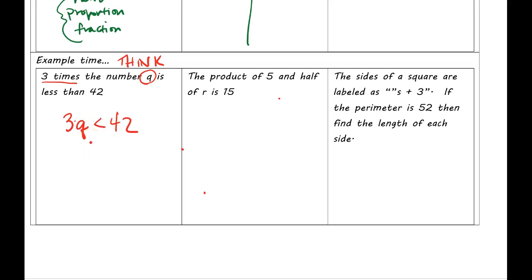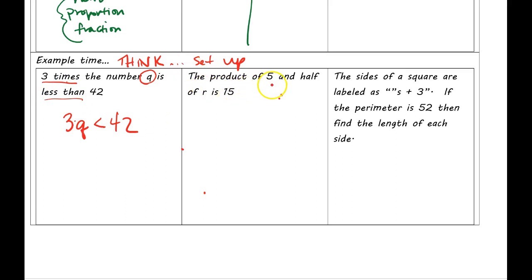Now, it did not tell me to solve. So sometimes you just leave it like that. If you want to solve it, then you could just divide by three, divide by three, and we could have our answer. But I just want to work on the setup, okay? So right here, we're just really doing the setup, unless it tells me find the number, okay? So here's the setup for that. All right, hopefully that made sense. You look for keywords, multiply, less than, and you go from there.